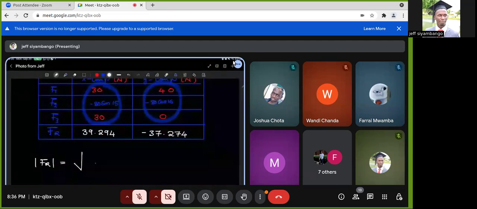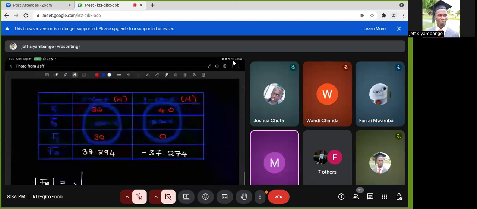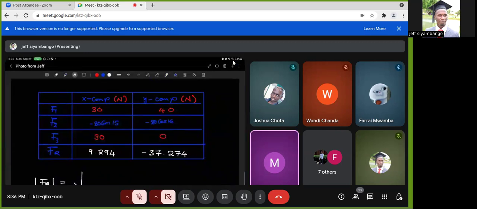So this would be root of the x component, 9.294, and the y component.